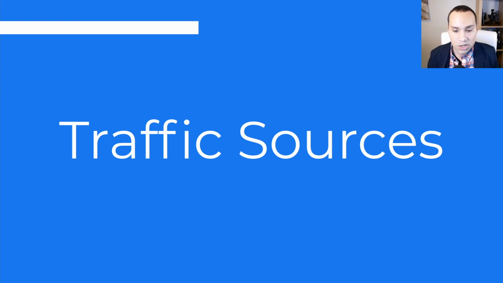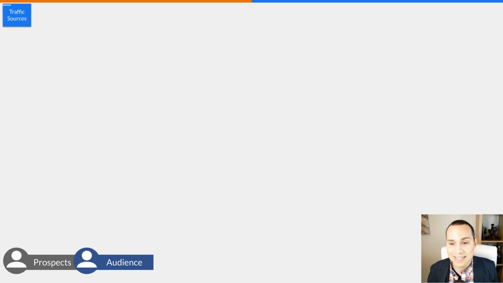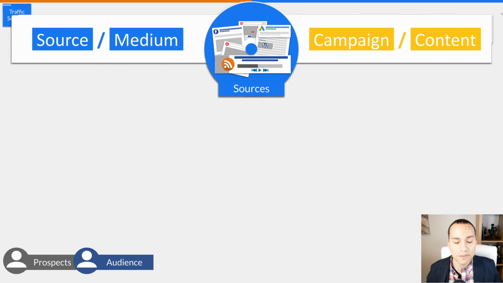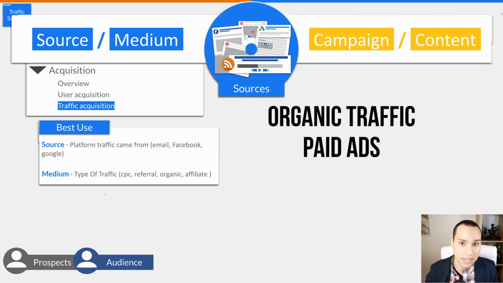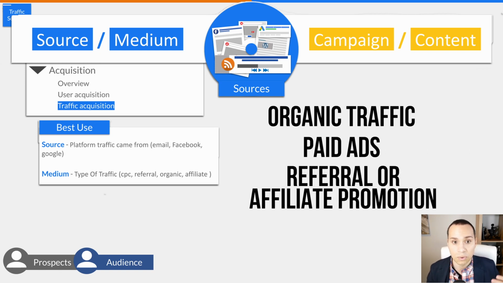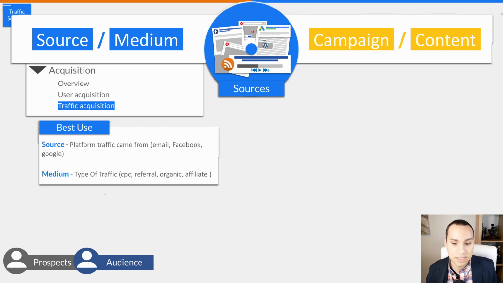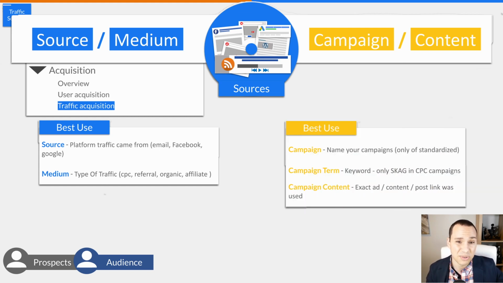So let's go ahead and jump into traffic sources, because this is the best place to start with analytics. And if you do nothing else, this is the one part of analytics that you're going to want to look at. Source and medium is something that Google Analytics will set up for us, and it will tell us where people are finding our website and links, and then what type of traffic that is, whether that's just organic traffic, you're running paid ads, or you're doing some sort of referral or affiliate promotion. Campaign and content, I'll get to in a moment. That's something that you actually have to set up yourself using something called UTM links.